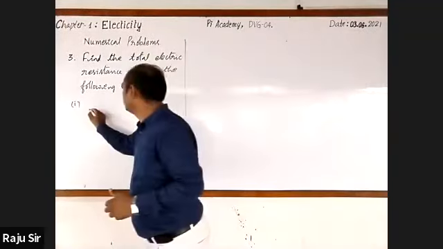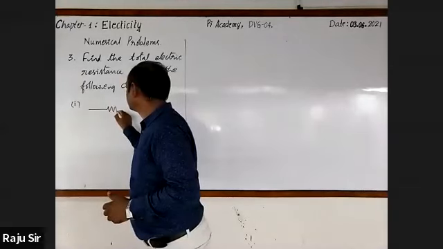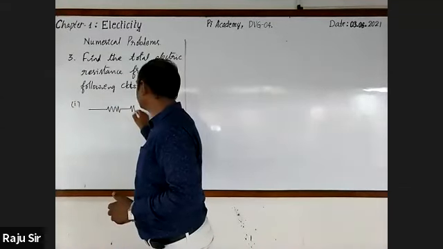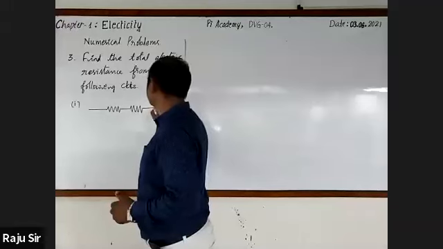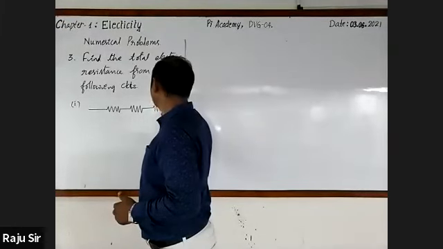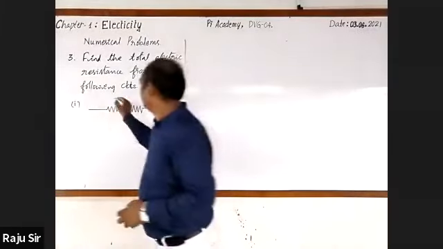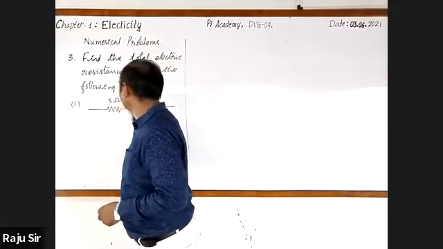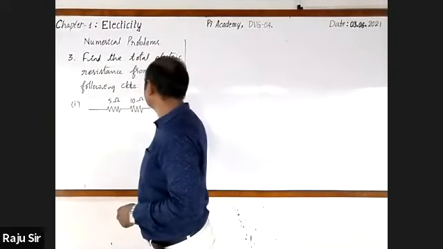The first one is like this: this is the first resistor and the second resistor. This is the third resistor. Here, this is 5 ohm, this is 10 ohm, this is 15 ohm.